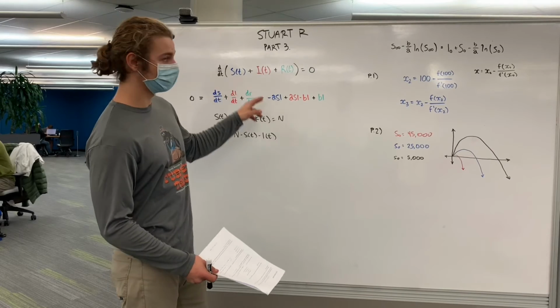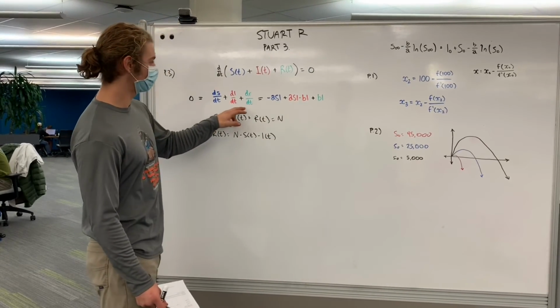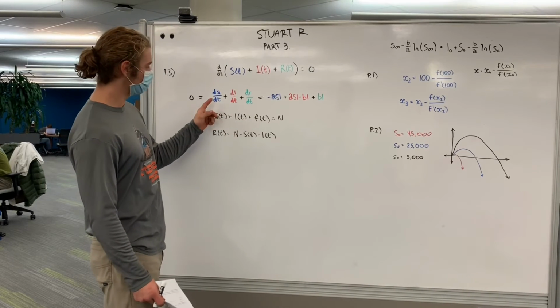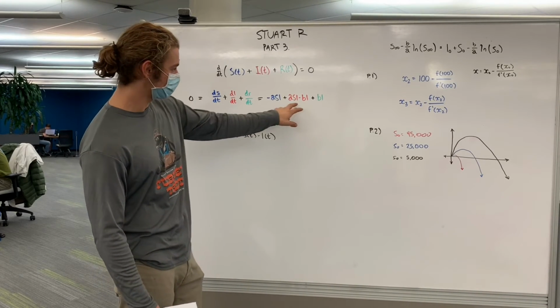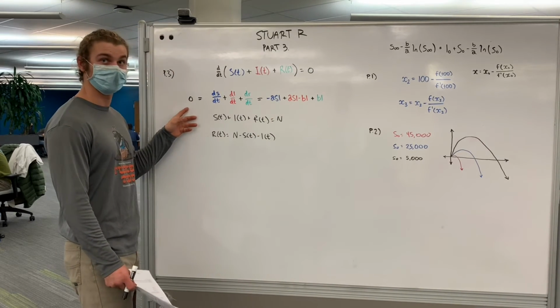In part 3, for part 3 of part 3, we are given that the derivative of s of t plus I of t plus r of t equals 0. In order to prove that, we can differentiate them individually, and we find that the derivative of each of these is this. And so you see that each of these values would just cancel, leaving us with 0.